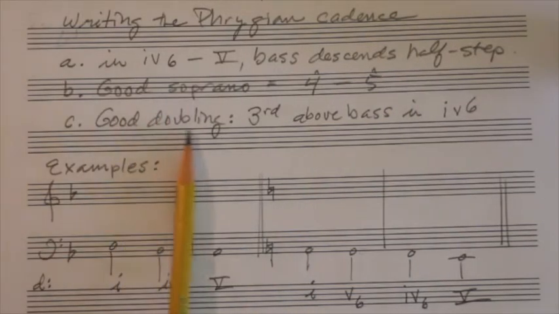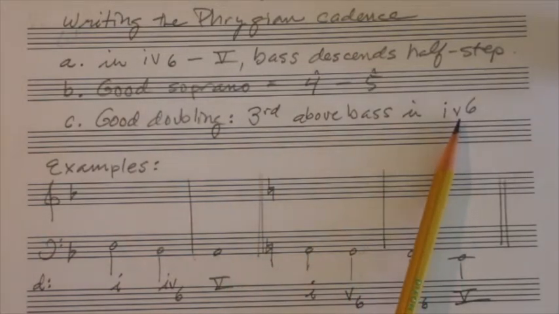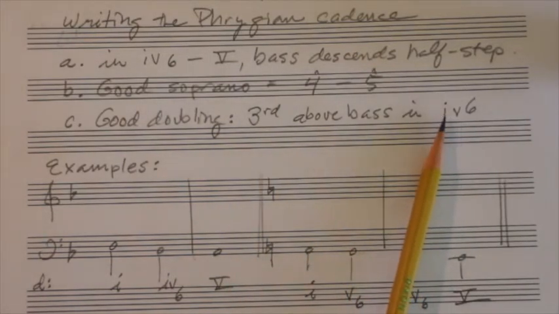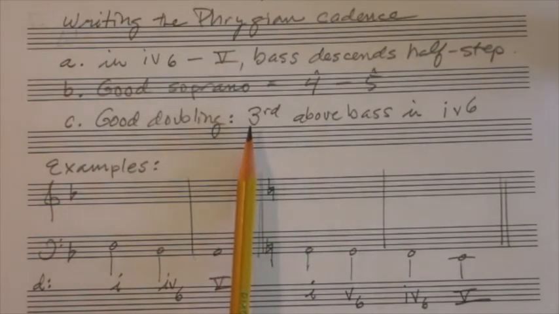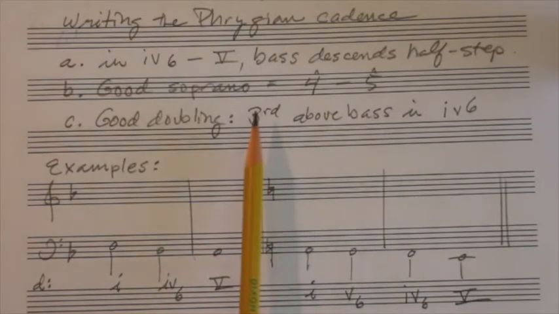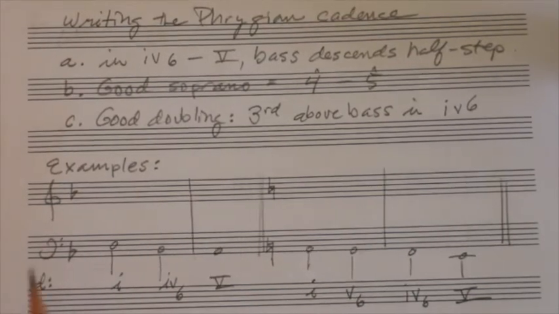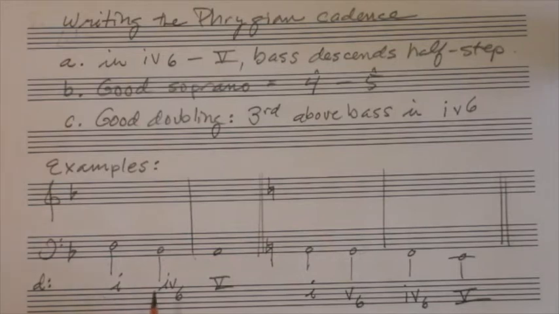And a good doubling is to double the third above the bass in the 4-6 chord. That's not required, and it's not even as strong a rule as we have in the deceptive cadence, but it works really well, and I recommend that you use it. Double the third above the bass. That's not the third of the chord, it's the third above the bass in the 4-6 chord. So let's try this out. Here's a little progression in D minor, 1 to 4-6 to 5.